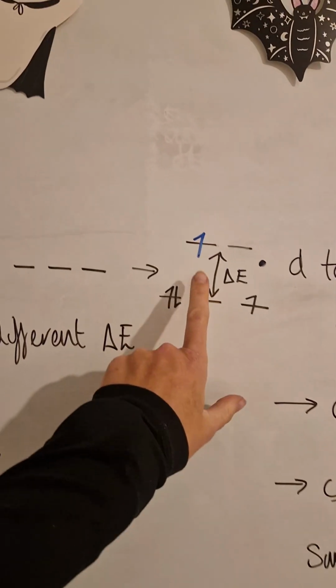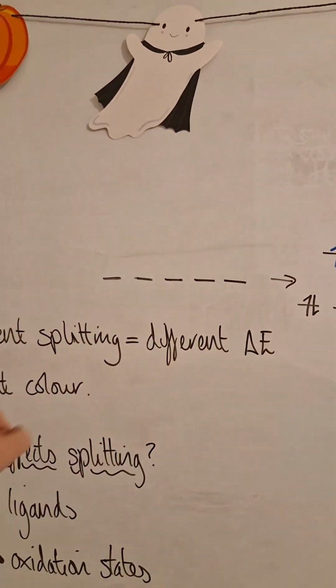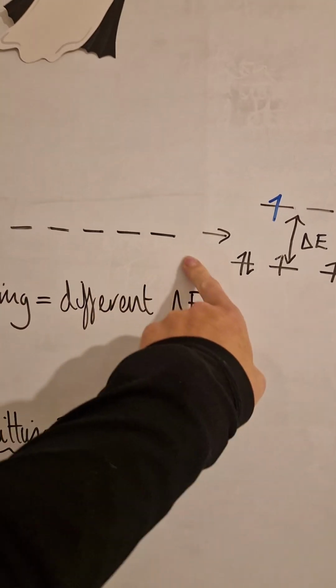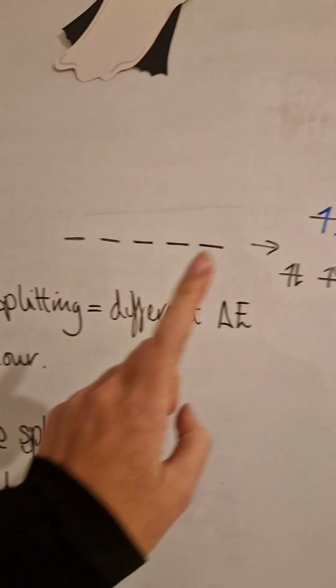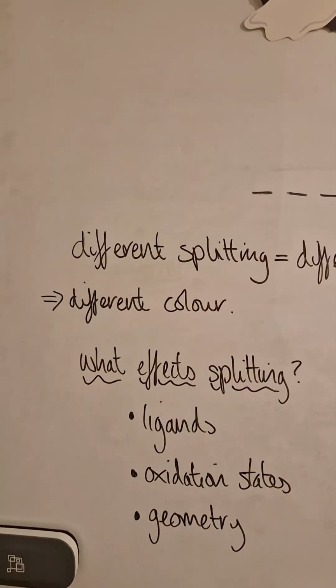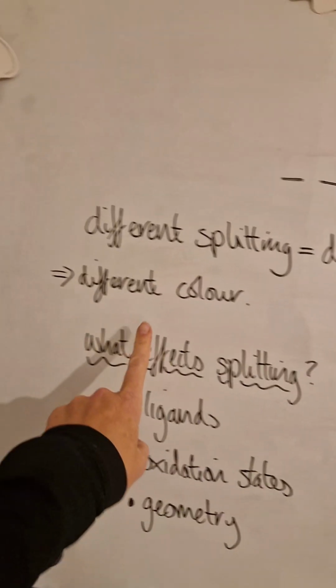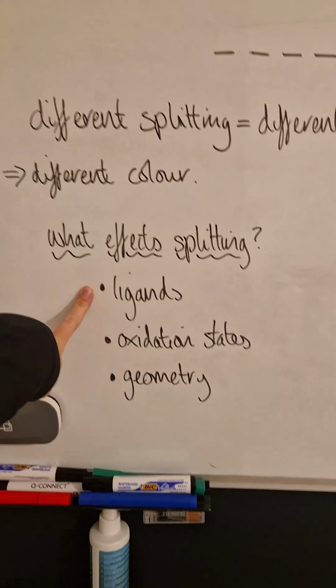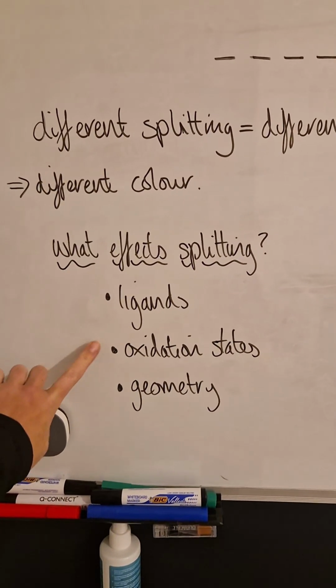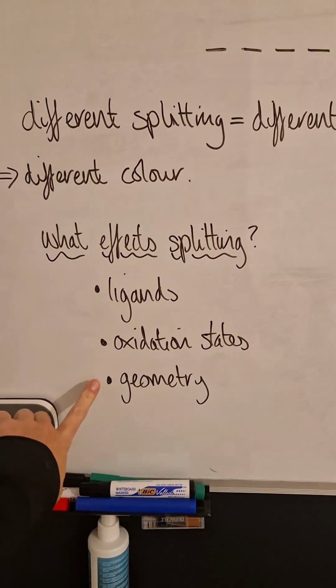But why are their energy gaps different? Well, this energy gap actually only appears when the d orbitals get split. The d orbitals are usually all degenerate, equal in energy, but certain things cause them to split in energy into this 2-3 formation. If you get different degrees of splitting, you'll get different energy gaps, which then gives you different colours. What affects the splitting? The type of ligand attached to the complex affects the splitting, the oxidation state of the metal affects the splitting, and also the geometry of the complex can affect the splitting.